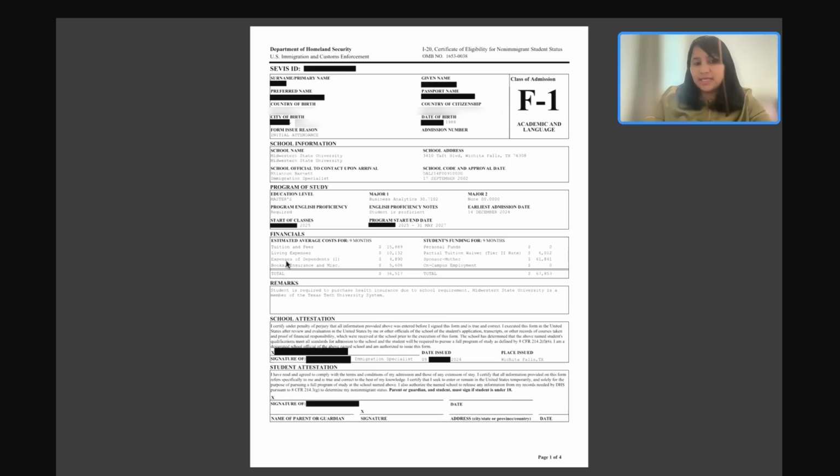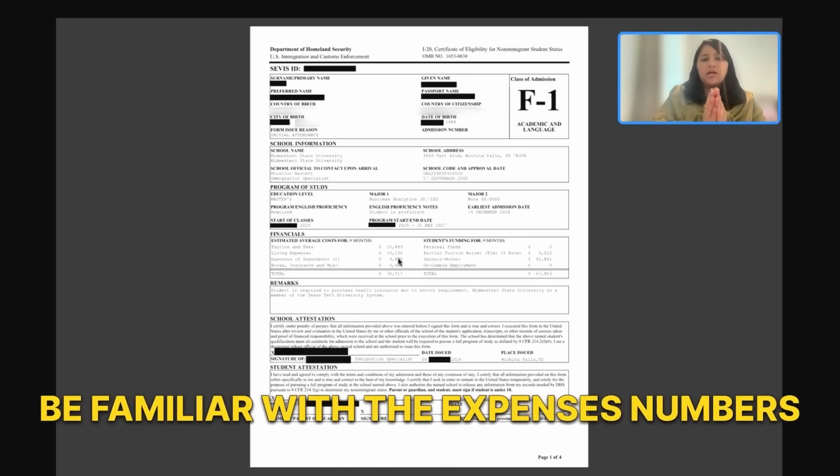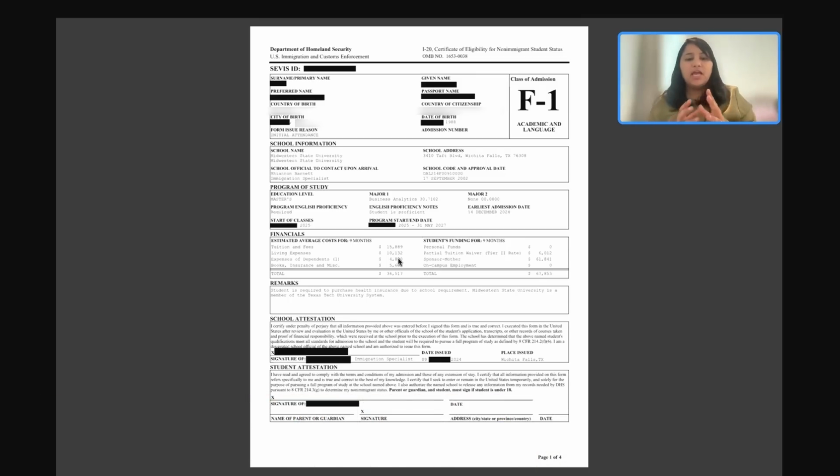Now, many times universities make mistakes and include additional expenses. For example, in this case, the student had a dependent, his wife was applying with him, so dependent expense is mentioned. But there are also cases where the students don't have any dependents applying, and yet the dependent row gets mentioned in the I-20. So you need to do a quick check on your expense side and make sure that there is no additional or non-applicable expense which has been put in your I-20. And you need to be familiar with the numbers. So be familiar with how much is your tuition fee, how much is your living, and what is the total expense for the first year of your education in the US.